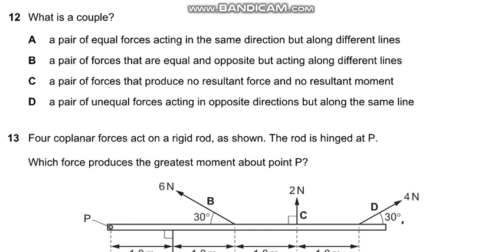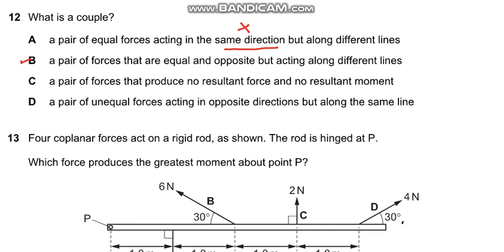Hello, so let's resume with summer 21 QP13. So question number 12 is that what is a couple? A pair of forces acting in the same direction. Couple acts in opposite directions. So this is wrong. A pair of forces that are equal and opposite but acting along different lines. This seems to be the correct option.